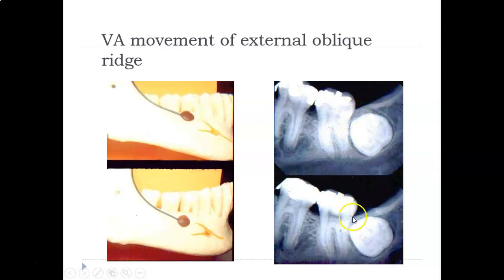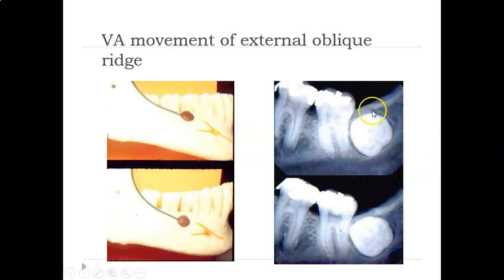It's gone from down here, like probably here-ish, to up here. So the external oblique ridge has gone up. So then we know the vertical angulation of the beam must have gone up as well. So the vertical angulation has been tilted upwards.